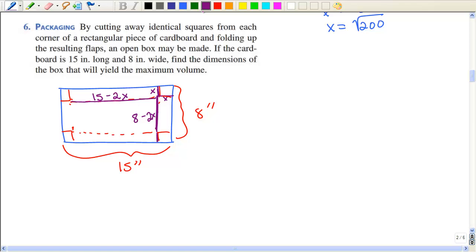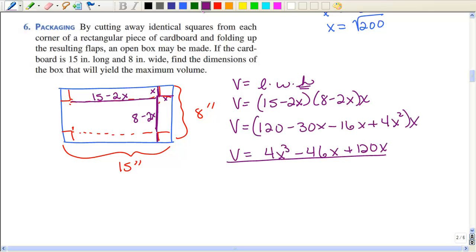So let's talk about that volume. Remember, volume is length times width times height. So my length would be 15 minus 2x. The width, 8 minus 2x. But the height: when you fold this up, you have a height of x. So let's multiply. If you multiply this out, what would you get? That would be my volume.